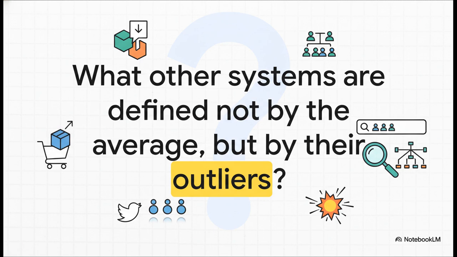So I'll just leave you with this question to chew on. What other systems that you use every day, from e-commerce sites to search engines, are secretly being defined not by the average user, but by their most extreme outliers?